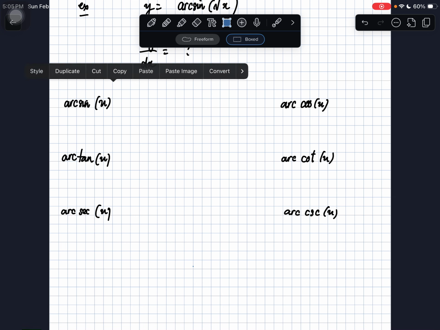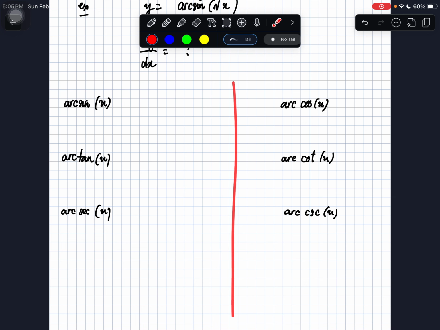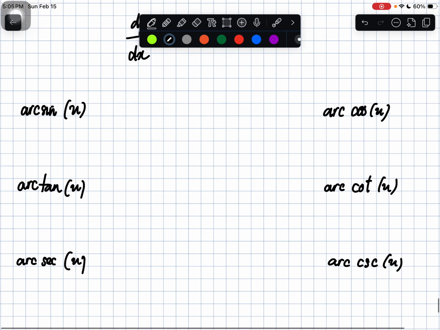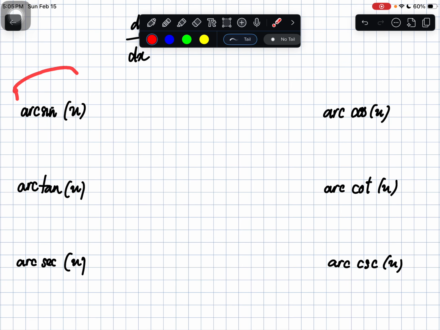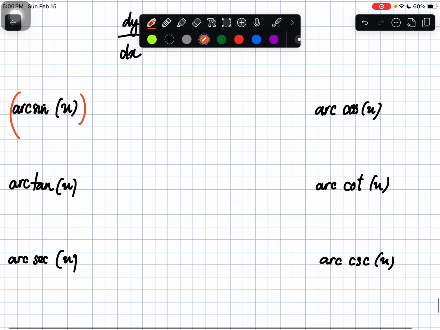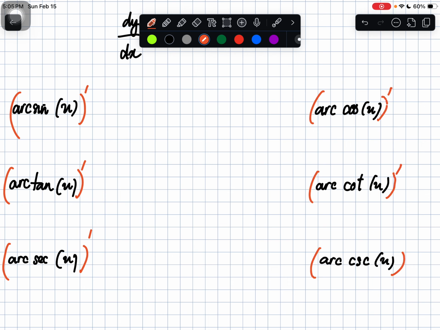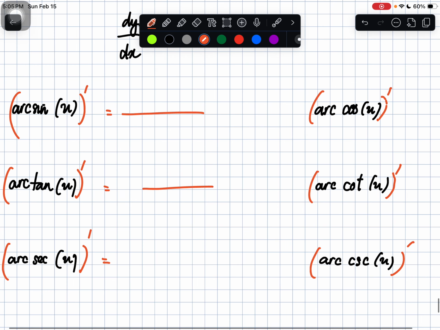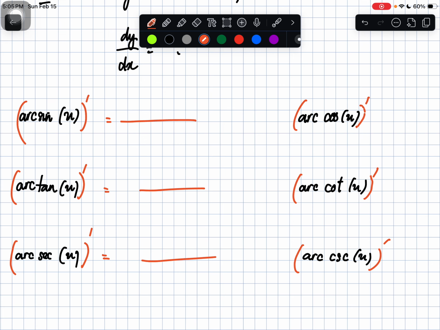Let's look at the left-hand side first. The derivative dy over dx of these gives us, let's say, u prime, where u is just a function in x, so we use the chain rule. Remember that this only gives us a fraction.